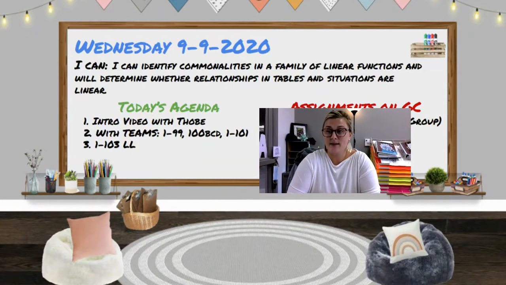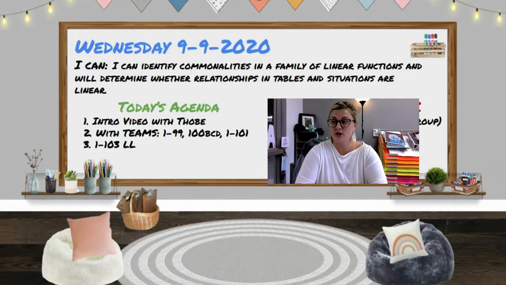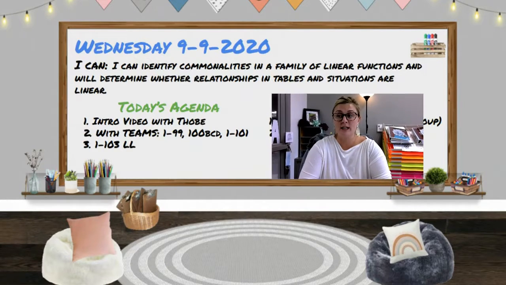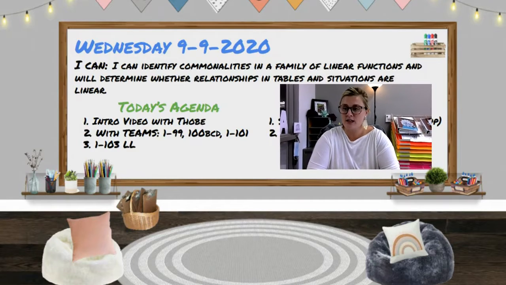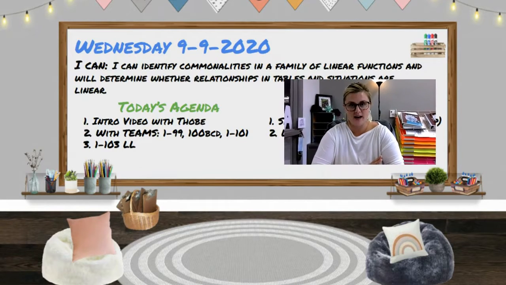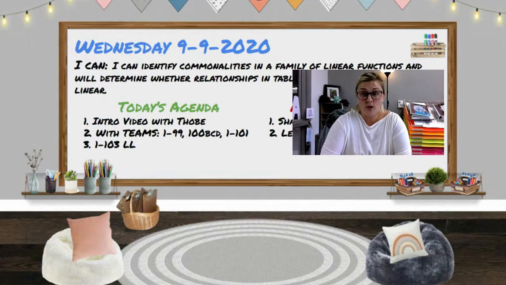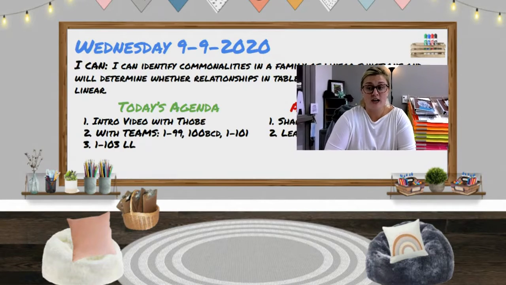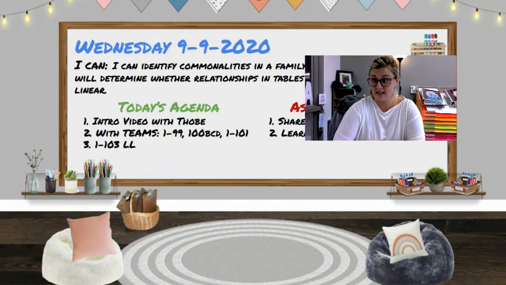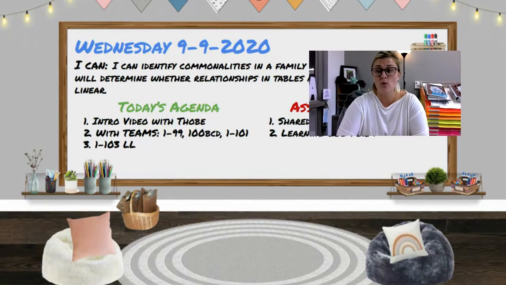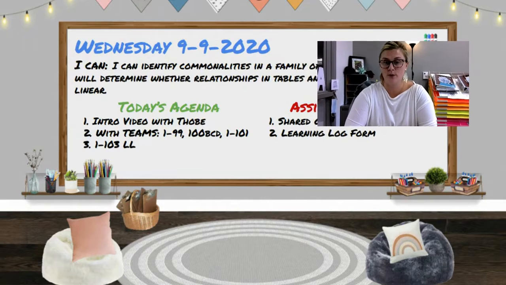So our I can statement today is I can identify commonalities in a family of linear functions and determine whether relationships in tables and situations are linear. First on the agenda, you have this intro video, and I'm going to go through a few more directions here in a little bit. With your teams, you're going to be working on 1-99, 100, just B, C, and D, and then 1-101. And then on your own, you're going to complete a learning log for 1-103.